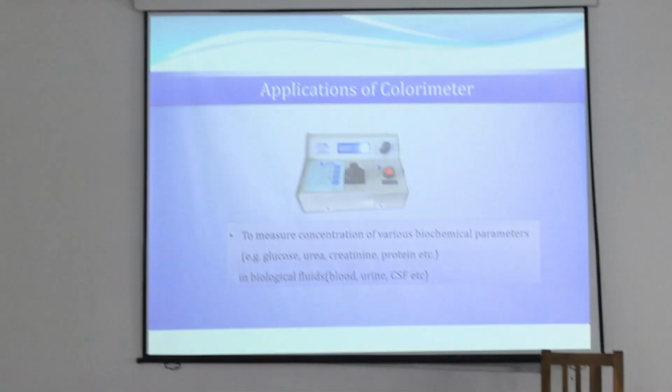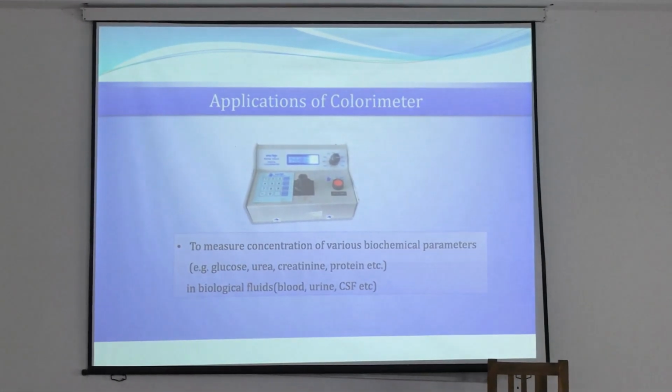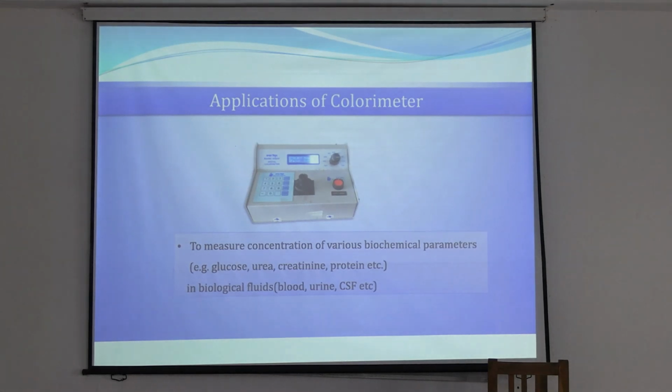Okay, now coming to the last part, that is the use or application of a colorimeter. So colorimeter is the most primitive photometric instrument used in biochemical labs. Okay? Nowadays the photometric instruments are super modified. Okay? In colorimeter we can get the OD only, or optical density only.